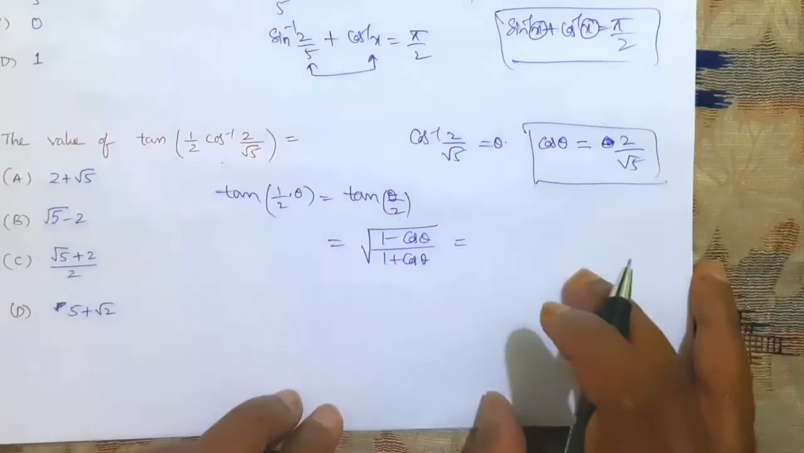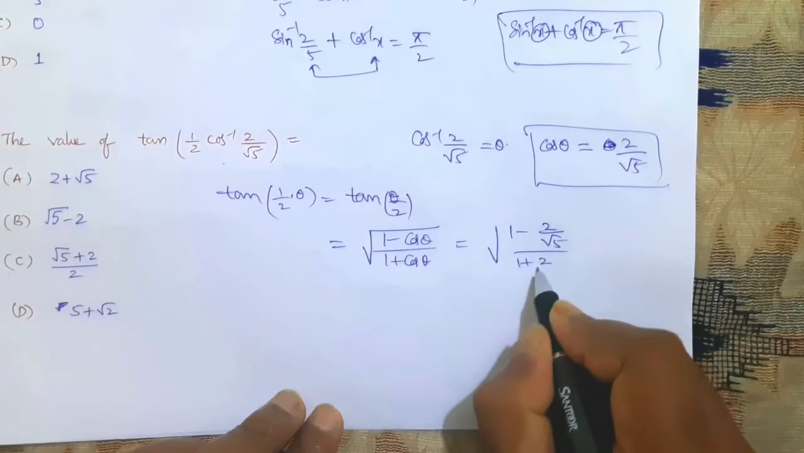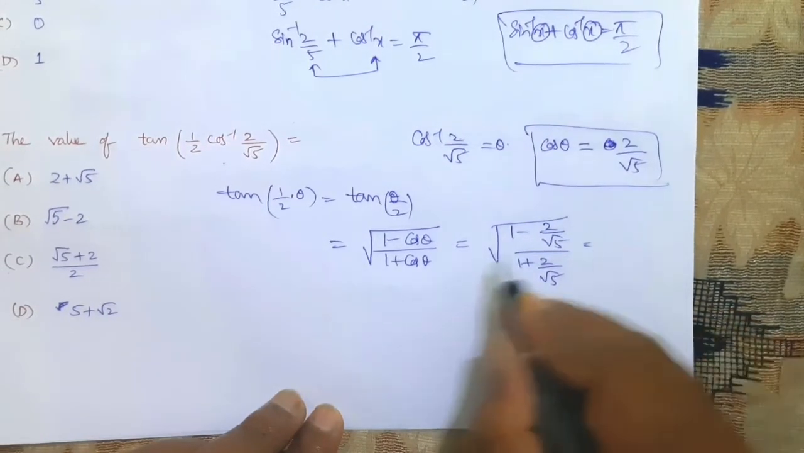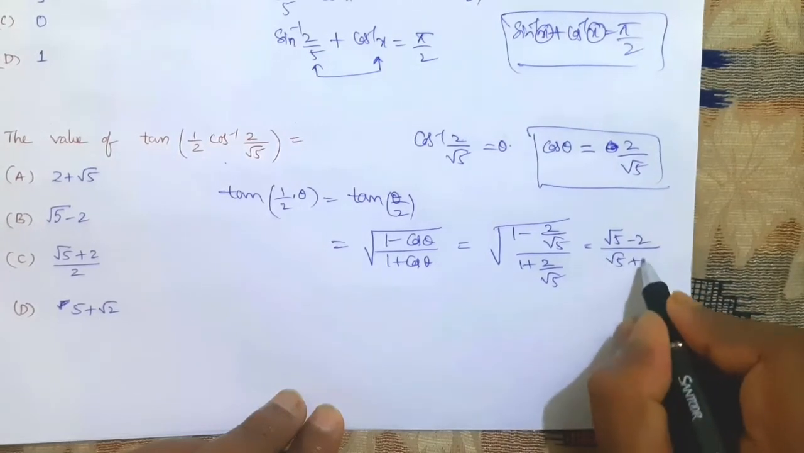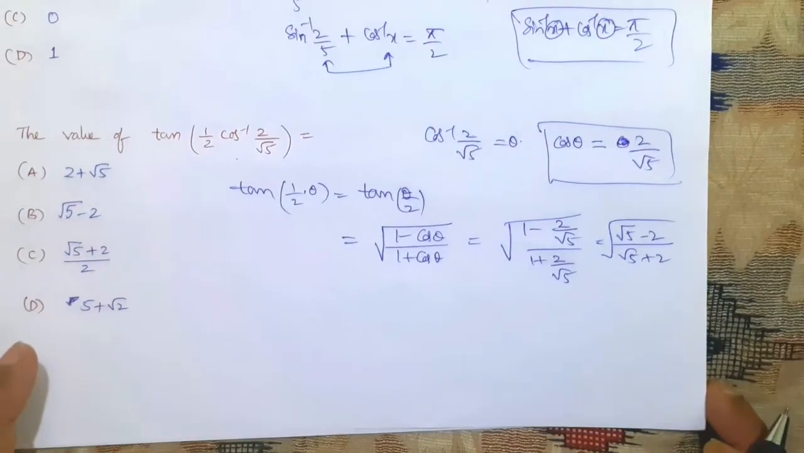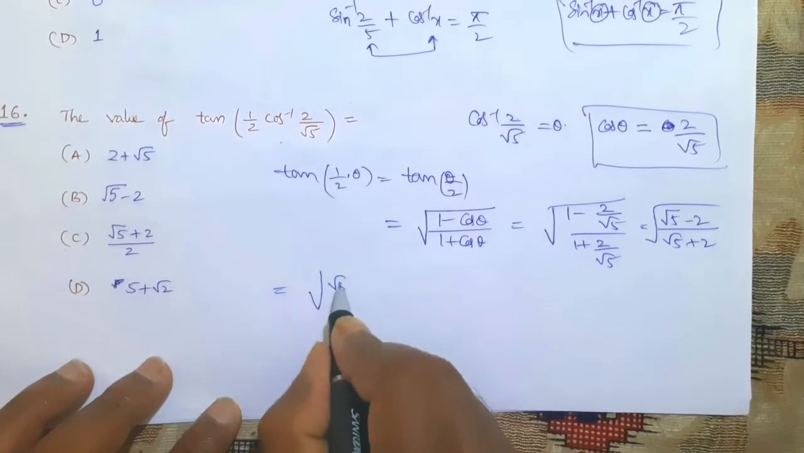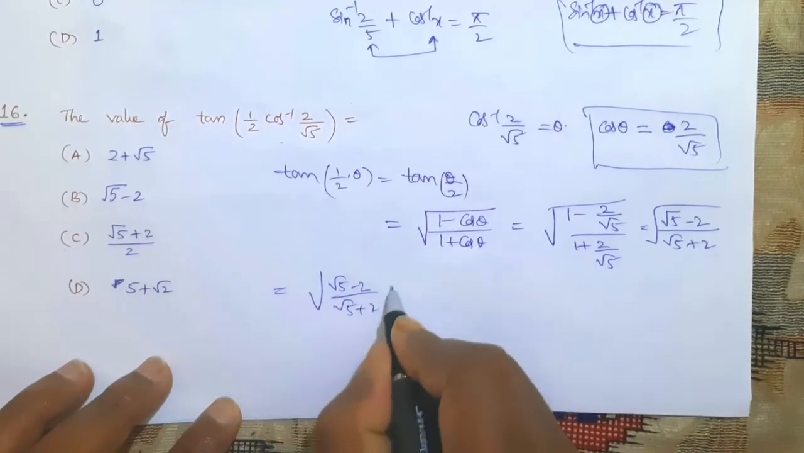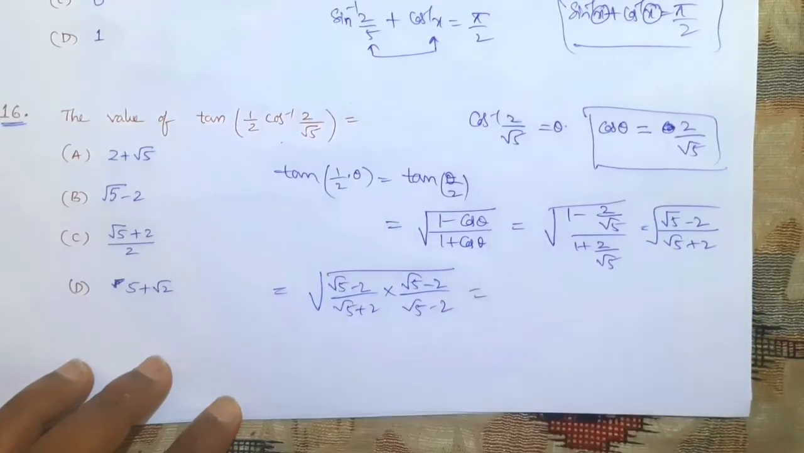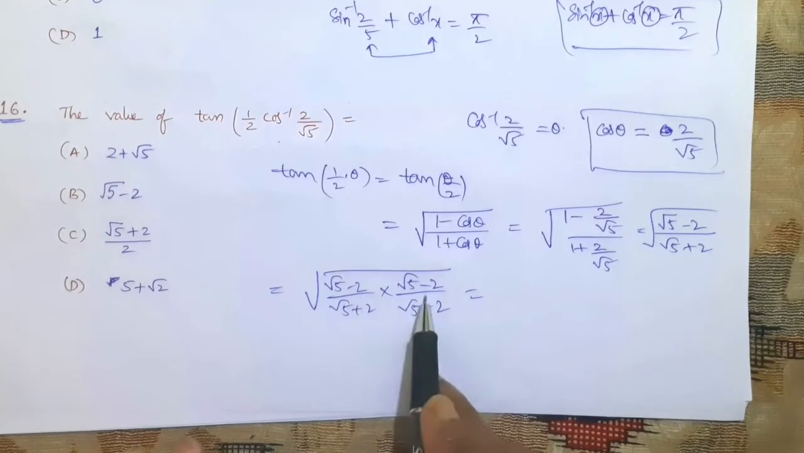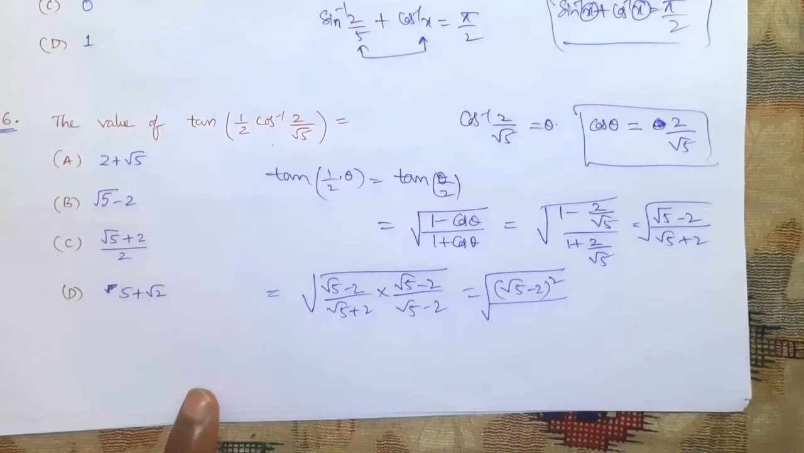Now we substitute the value of cos theta, which is square root of (1 minus 2 by root 5) divided by (1 plus 2 by root 5). If you take LCM, you will get root 5 minus 2 by root 5 plus 2. If you want to simplify this further, you need to rationalize. Square root of (root 5 minus 2) by (root 5 plus 2). Rationalize with root 5 minus 2. So the numerator will become (root 5 minus 2) into (root 5 minus 2), which is (root 5 minus 2) whole square, and the whole root is there.